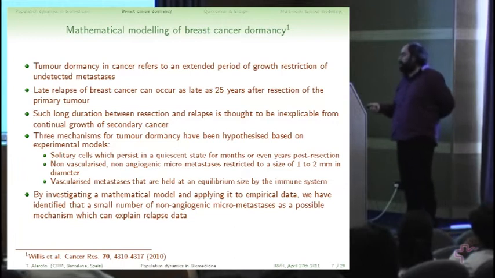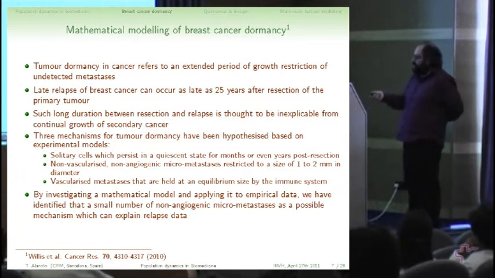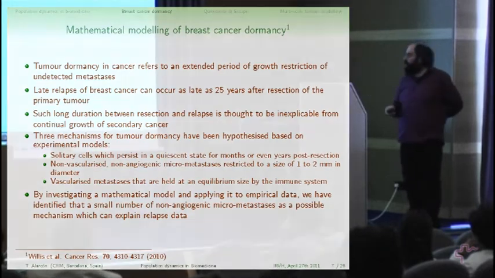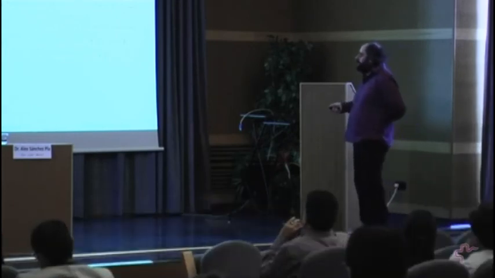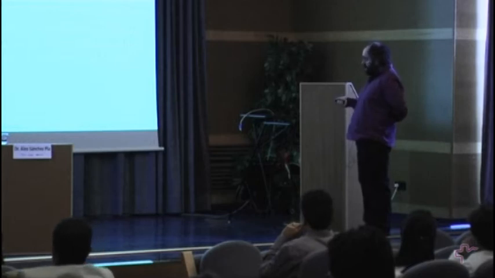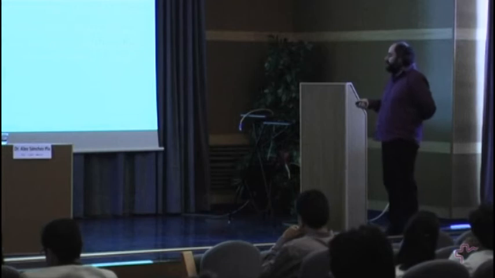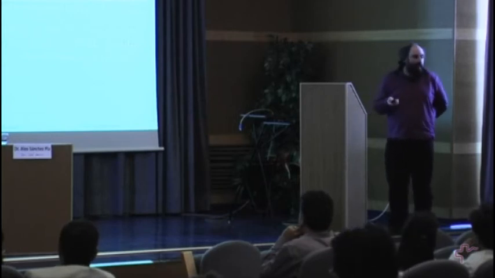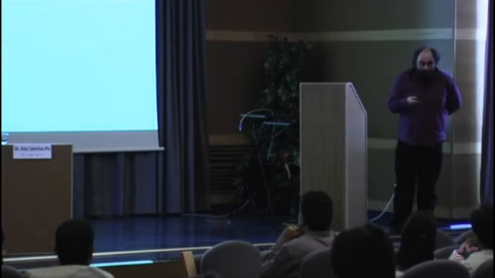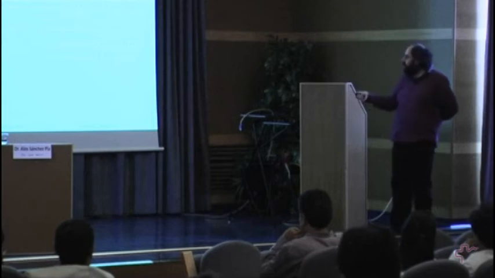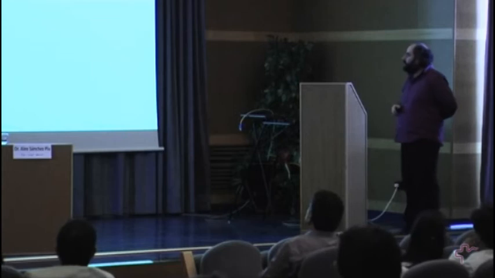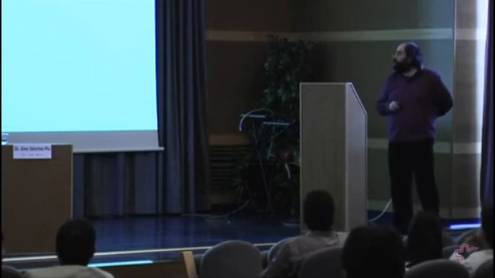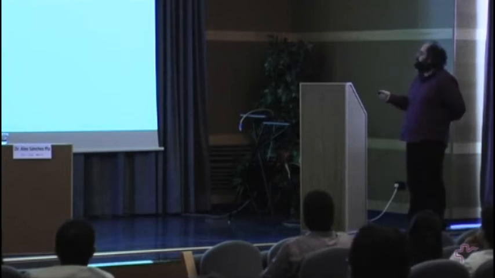And then the third hypothesis is that these metastases can be vascularized and angiogenic, but they are held at some equilibrium size by the action of the immune system. Okay. So what I'm going to show you is that by proposing a mathematical model and applying it to empirical data, we have reasons to think that the second scenario is the one that is really happening. Okay, that's obviously a hypothesis. This is just a mathematical model, so we don't provide definitive answers, but at least we have provided some rationale to believe that this second scenario is the more likely. Okay, so I'm not going to show you any equations whatsoever.